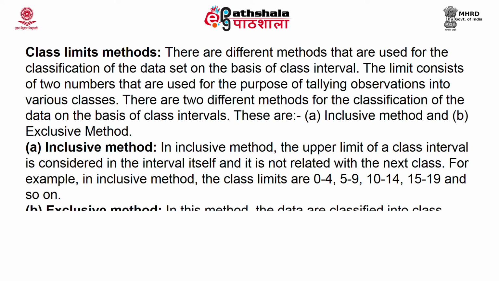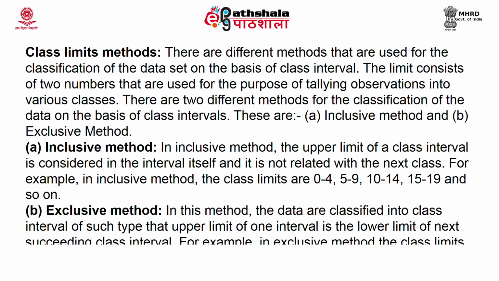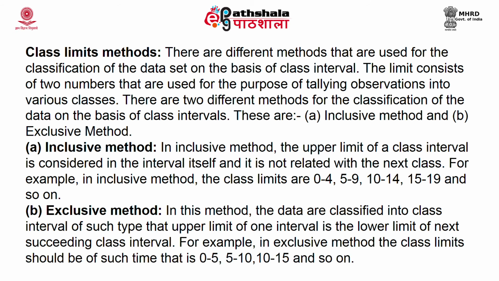Now second is the exclusive method. In this method, the data are classified into class intervals of such type that the upper limit of one interval is the lower limit of the next succeeding class interval. For example, in the exclusive method, the class limits should be of such type that is 0 to 5, 5 to 10, 10 to 15 and so on.